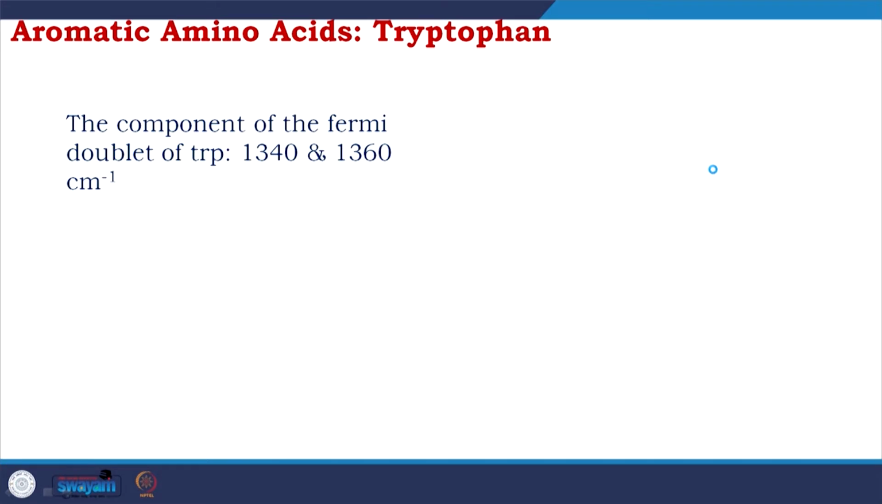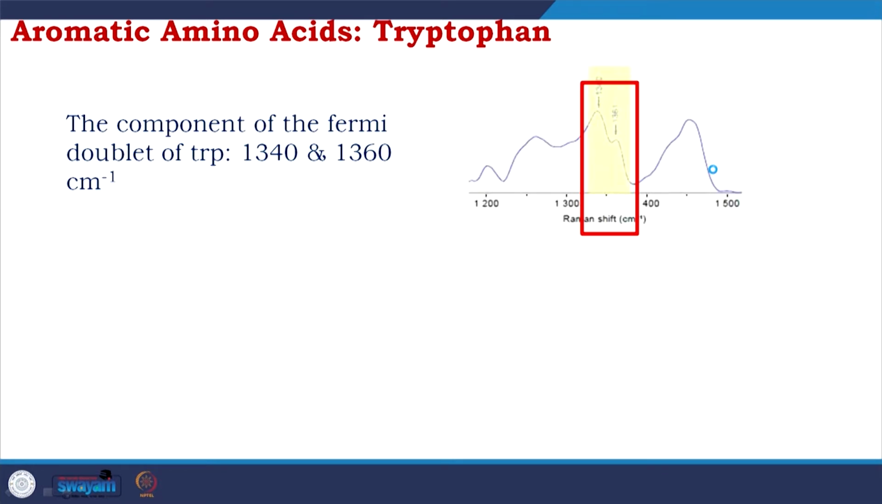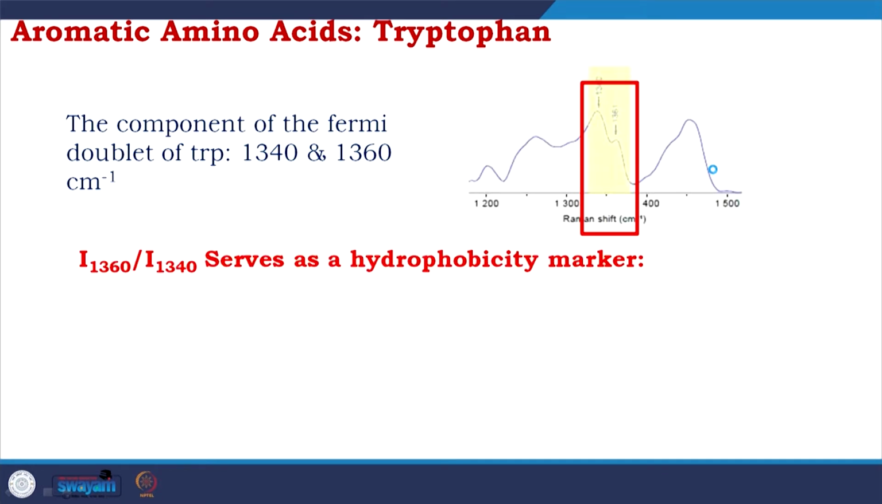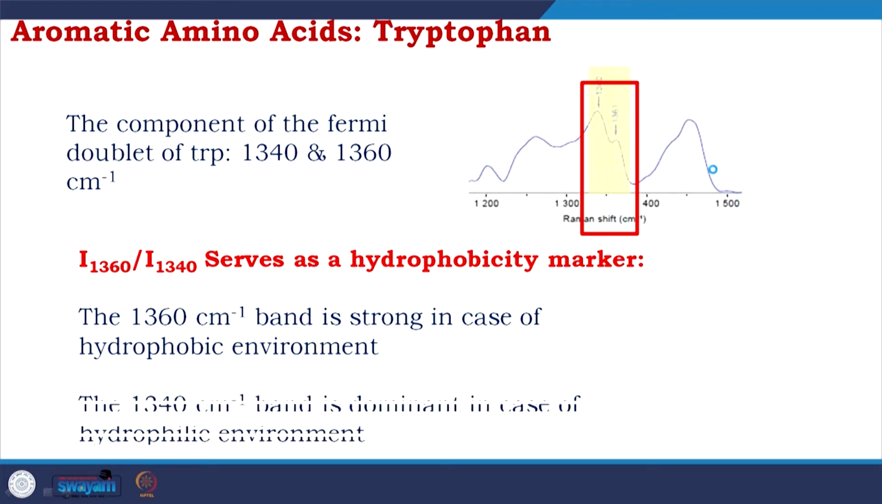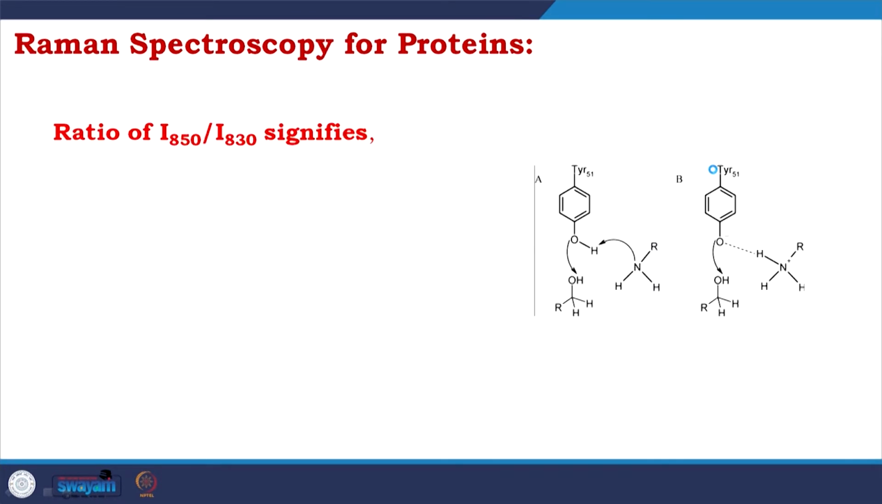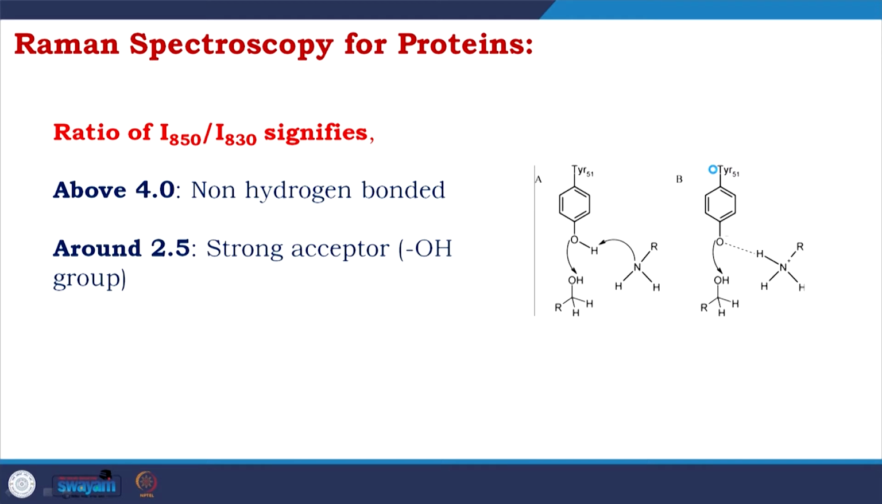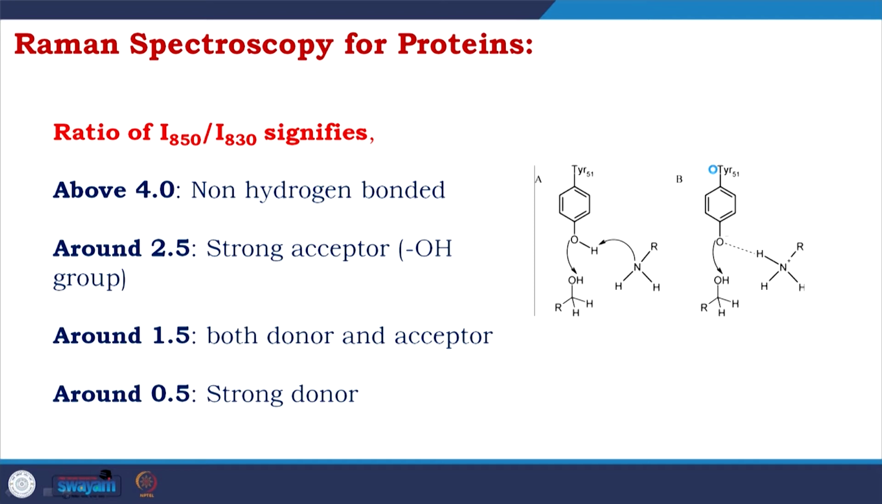The components of the Fermi doublet of tryptophan at 1340 and 1360, I1360 by I1340, serve as a hydrophobicity marker. The 1360 centimeter inverse band is strong in case of hydrophobic environment, and the 1340 one in hydrophilic environment. So, I850 by I830 signifies above 4.0 non-hydrogen bonding, around 2.5 strong acceptor for the hydroxyl group, around 1.5 both donor and acceptor, around 0.5 strong donor. So, it is a very good signature.